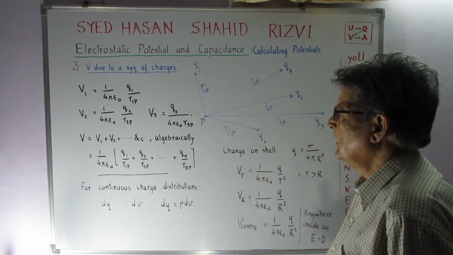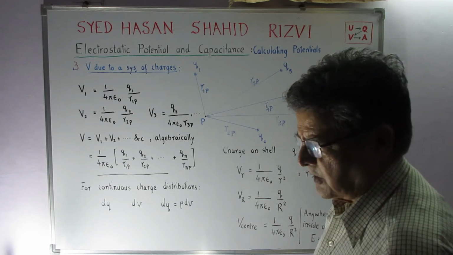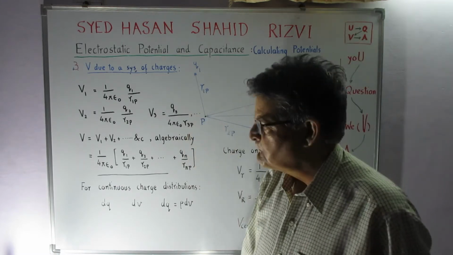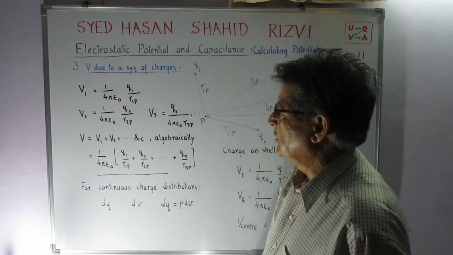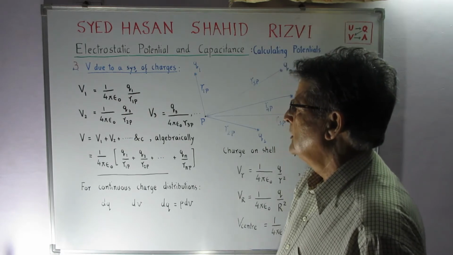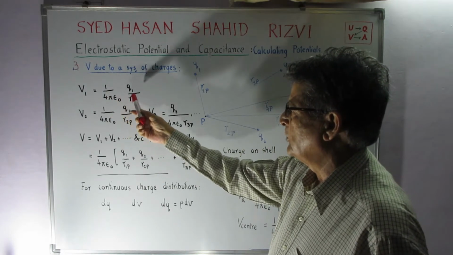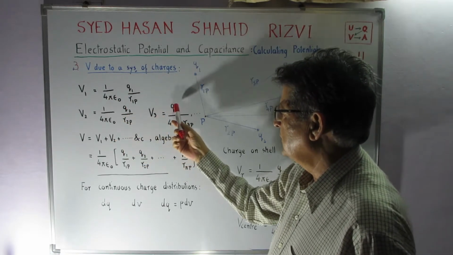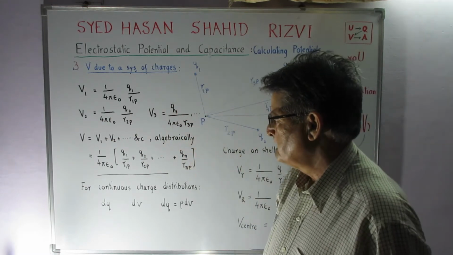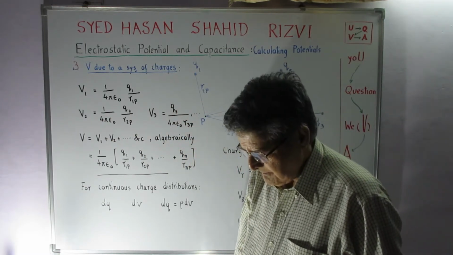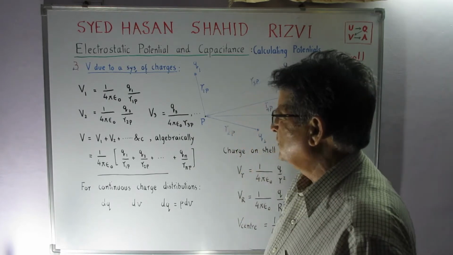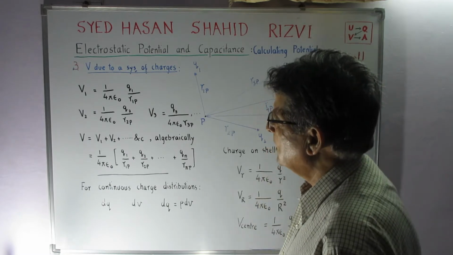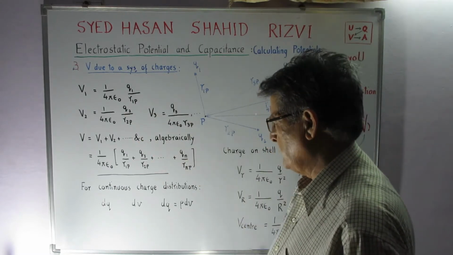No problem. So they are individual charges, and individually they contribute to the potential at the point P. Because they are individual charges, I can write the value of V1 as 1 upon 4 pi epsilon naught Q1 upon R1P, Q2 upon R2P for V2, Q3 upon R3P for V3, etc. These Q1, Q2, Q3, etc. could be positive, could be negative, it doesn't matter, and so they contribute positive or negative potentials at that point.